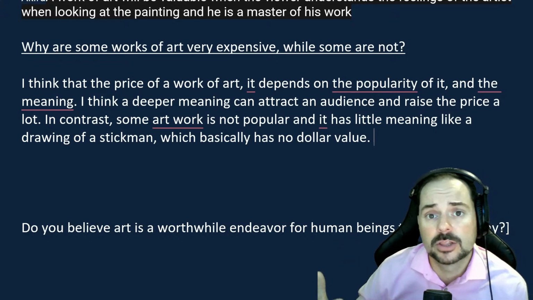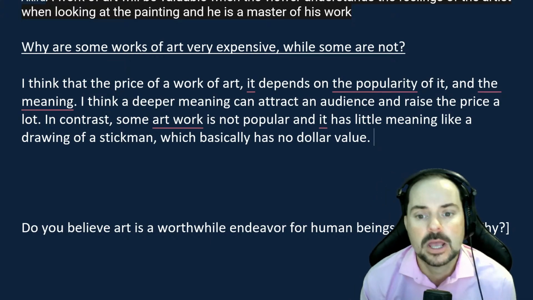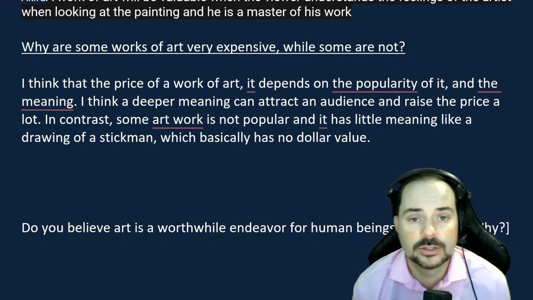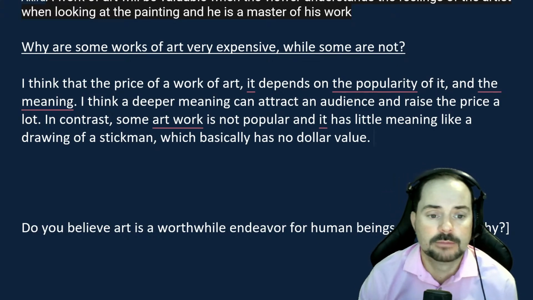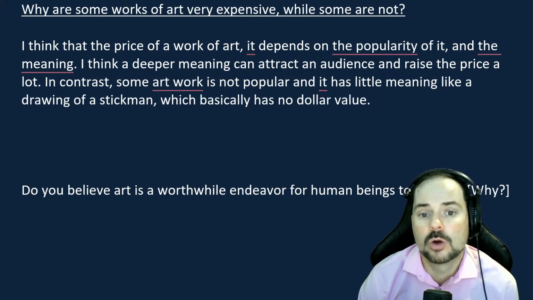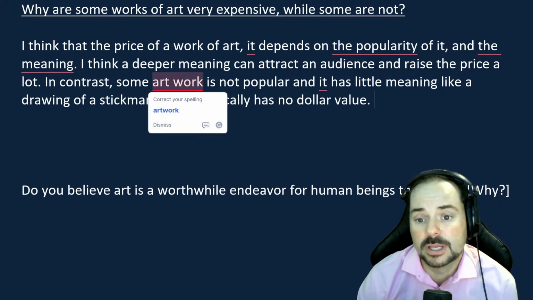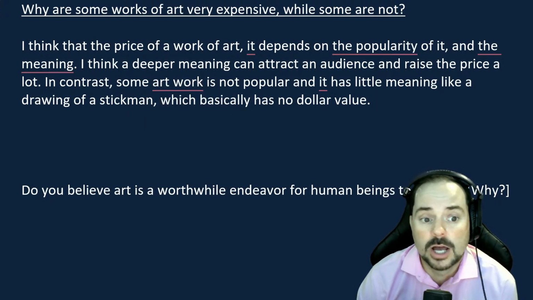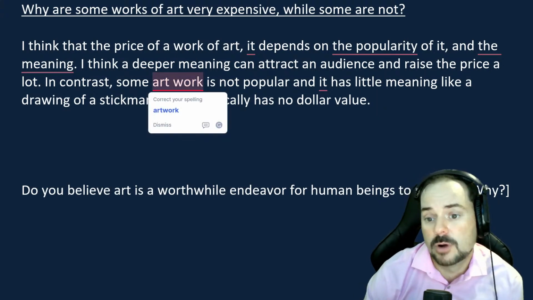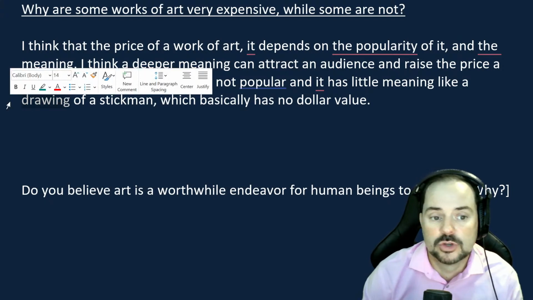So when someone has good English, and you have good English FUM, then you really want to make sure that you're answering the question accurately. Okay, I'm going to read this corrected response and then just copy it after me when I'm done. Okay, so here we go. I think that the price of a work of art, it depends on the popularity of it and the meaning. I think a deeper meaning can attract an audience and raise the price a lot to millions of dollars. In contrast, some artwork is not popular and it has little meaning, like a sketch of a stick man, which basically has no dollar value.